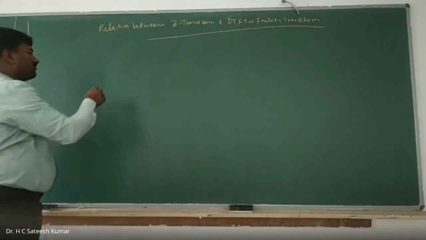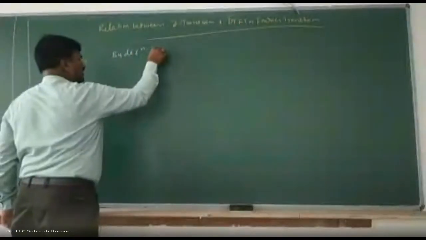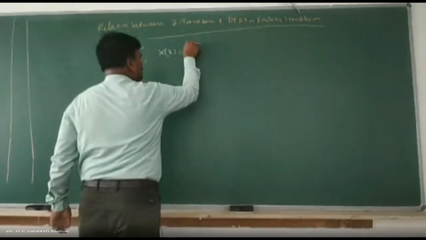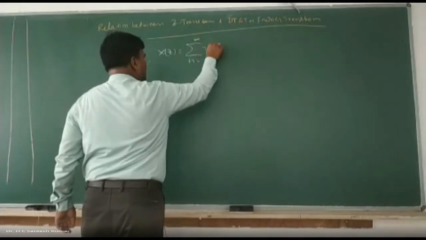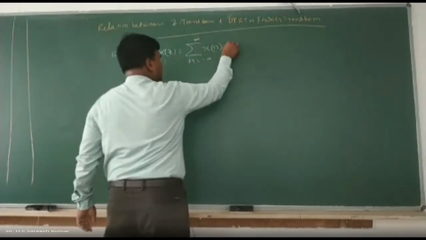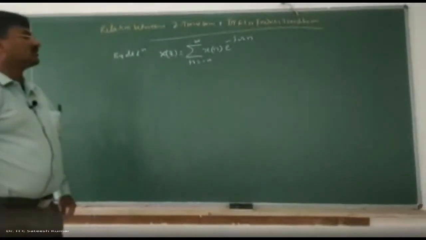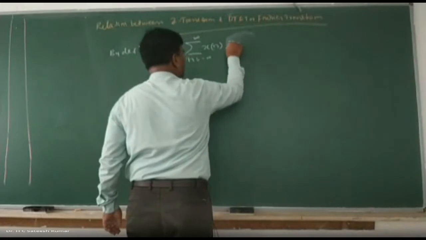We know that by definition, the Z transformation X of Z is equal to the summation, n varies from minus infinity to plus infinity, x of n into z to the power of minus n.